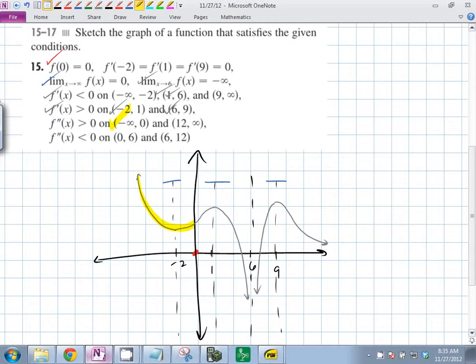And from 12 to infinity. So we're saying right here. So what would we have to call this value right here? 12. Changes concavity. Yay. And then it's concave down from 0 to 6. Does that look like it's true? Yes, it does. And from 6 to 12. So how's that look? How many points of inflection does it have? 2. Changes concavity, so a point of inflection has to be a point.